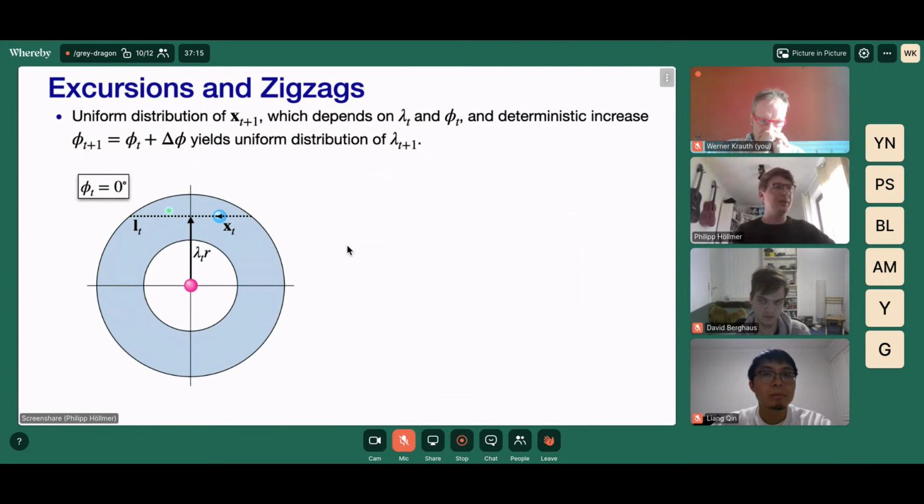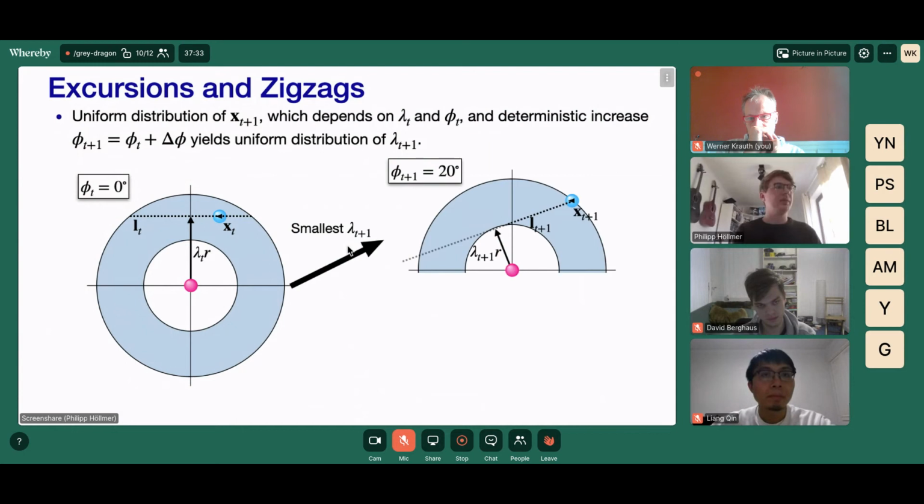In our scheme, we now first choose a new position on this line L_t and then rotate our direction to this line L by some delta phi. Based on where we sampled a new position on this line, this subsequent rotation will give a new value of the impact parameter lambda_{t+1}. What do I mean with this?